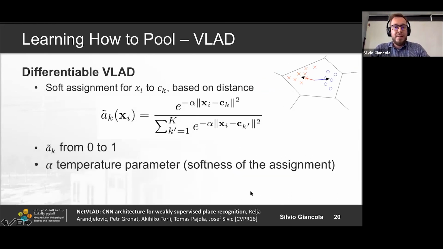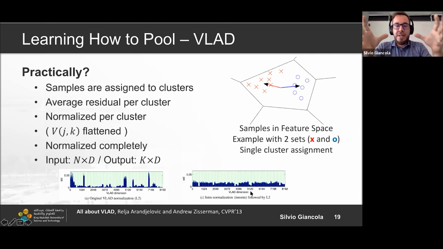Now, this was about VLAD. The idea is that it's a very descriptive representation that is better than simple max pooling or average pooling, and more expressive, because you consider different clusters inside your set. You don't just consider average pooling or max pooling.